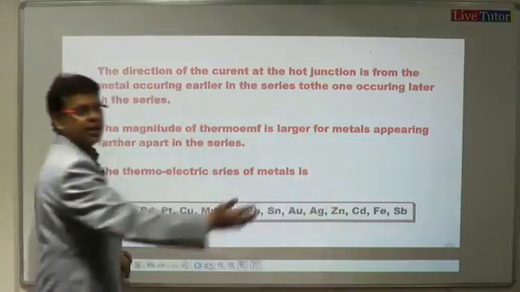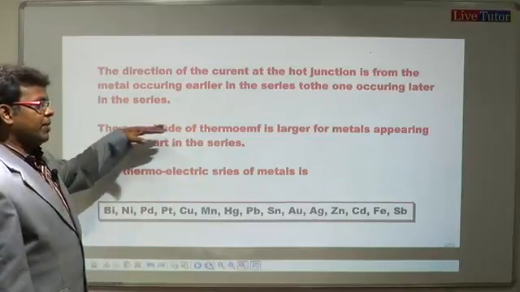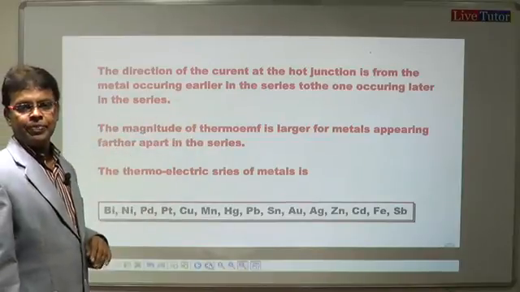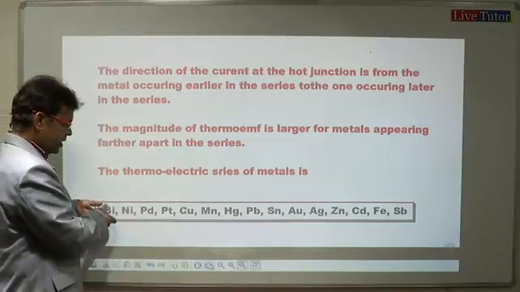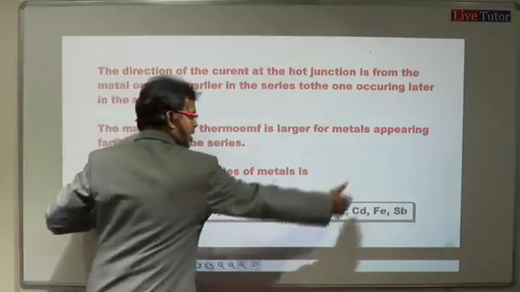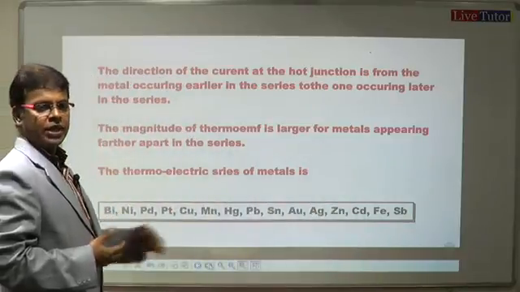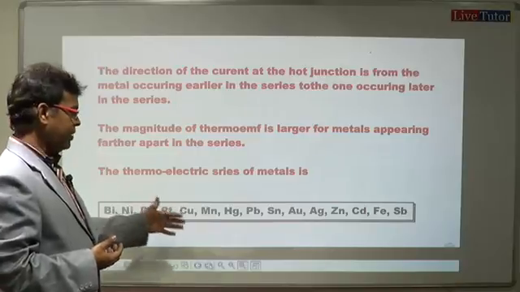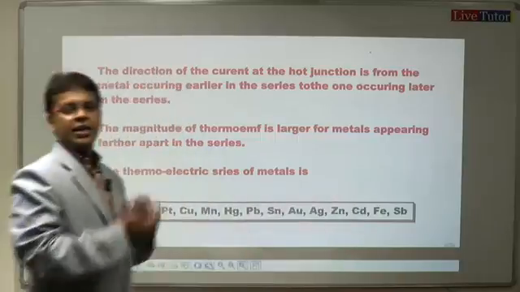And similarly magnitude எப்படி இருக்கும்னா it will be more here. இந்த சைடுல ரைட் சைடுல இருக்குல later apart, farther apart in the series. The magnitude of thermo EMF is larger for metals that are appearing farther apart in the series. So இதுல இப்ப எடுத்துட்டாங்க, இந்த பக்கத்துல போக போக என்ன ஆகுது, இந்த EMF ஓட magnitude வந்து அதிகமாயிட்டே இருக்கு. வோல்டேஜ் சொல்றோம் இல்லையா, that is called magnitude of EMF. அது போக போக farther apart போக போக increase ஆயிட்டே இருக்கு, larger.